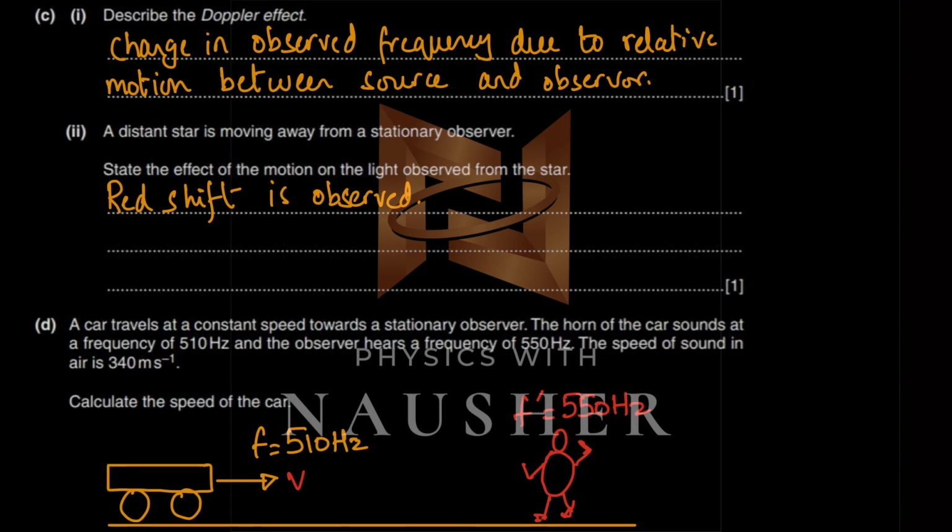Doppler effect is the change in the observed frequency due to relative motion between the source and the observer. A distant star is moving away. When you're moving away, that's redshift. And if you're moving towards, that is blue shift. So what do you observe? You observe an increase in the wavelength when you're moving away.